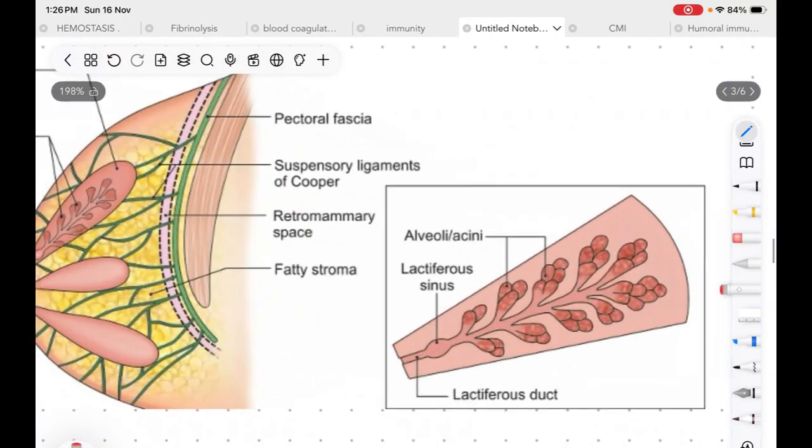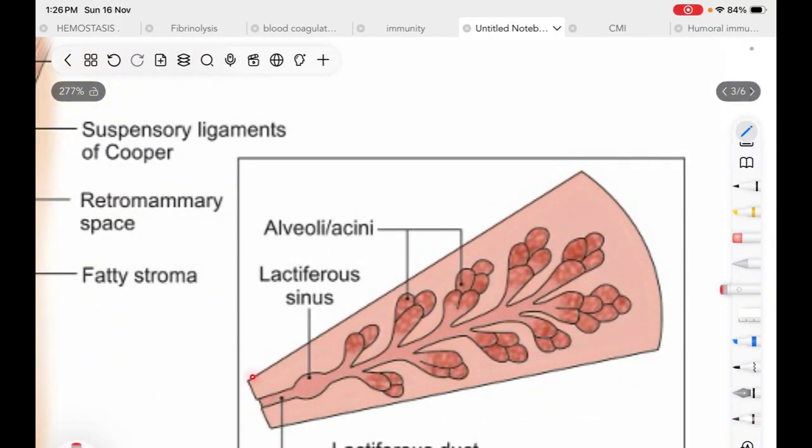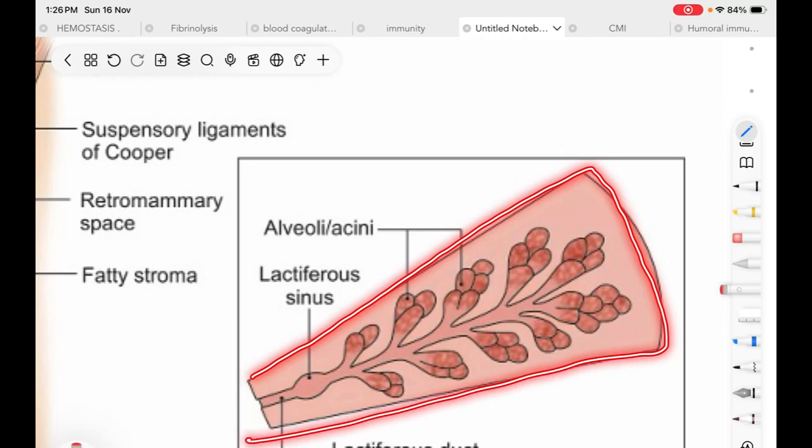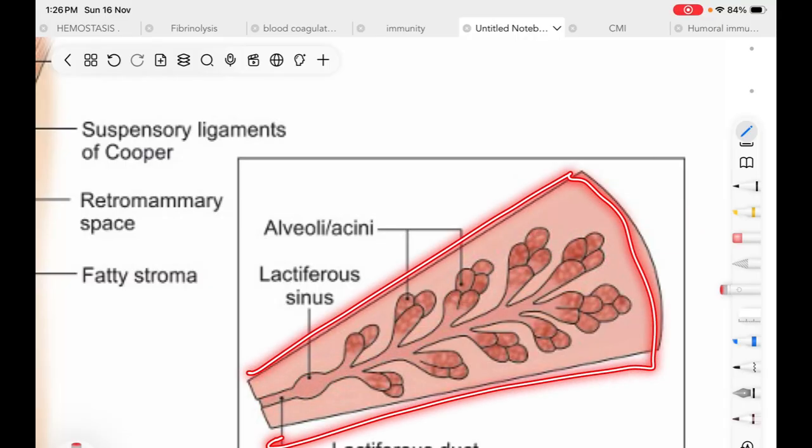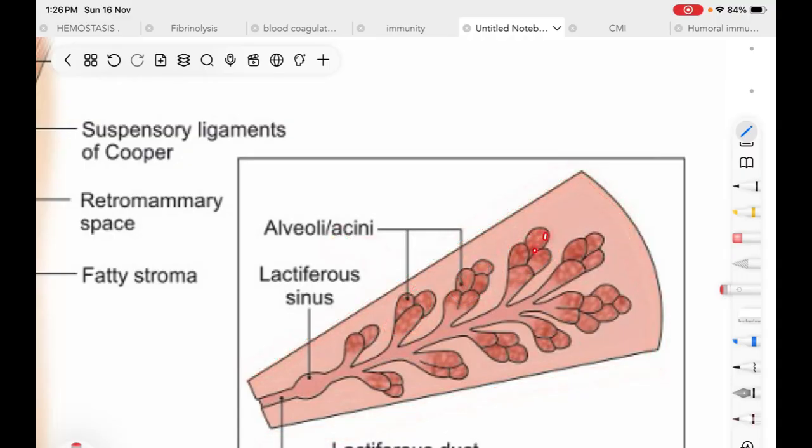I'll be showing it to you in the diagram. See, this is one lobe, and each lobe contains lobules. These drain first into the lactiferous sinus and then into the lactiferous duct. Each lobe contains many lobules, also known as alveoli or acini, in which milk is secreted. Milk is drained into the ducts, passing through the lactiferous sinus, finally into the lactiferous duct through the nipple.